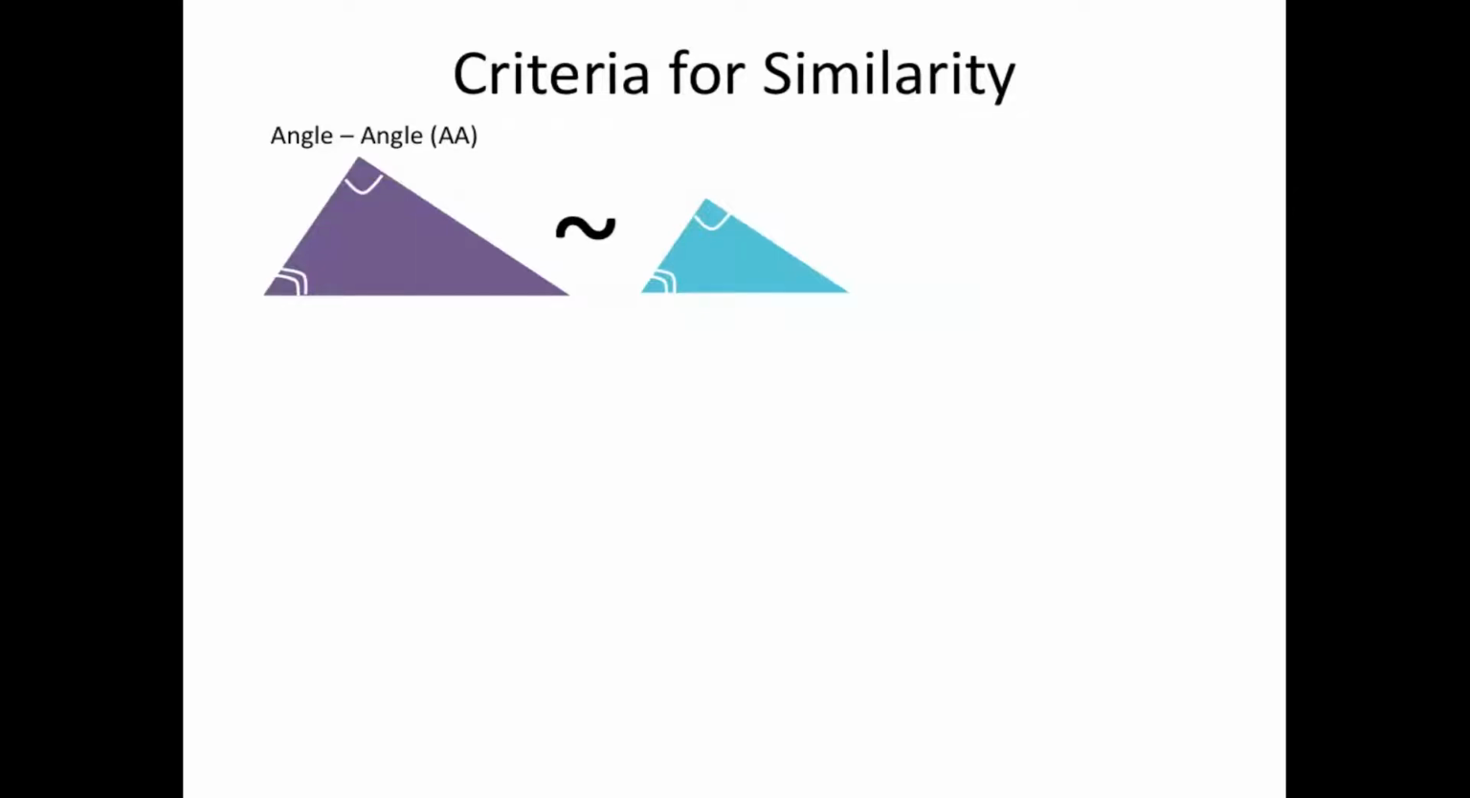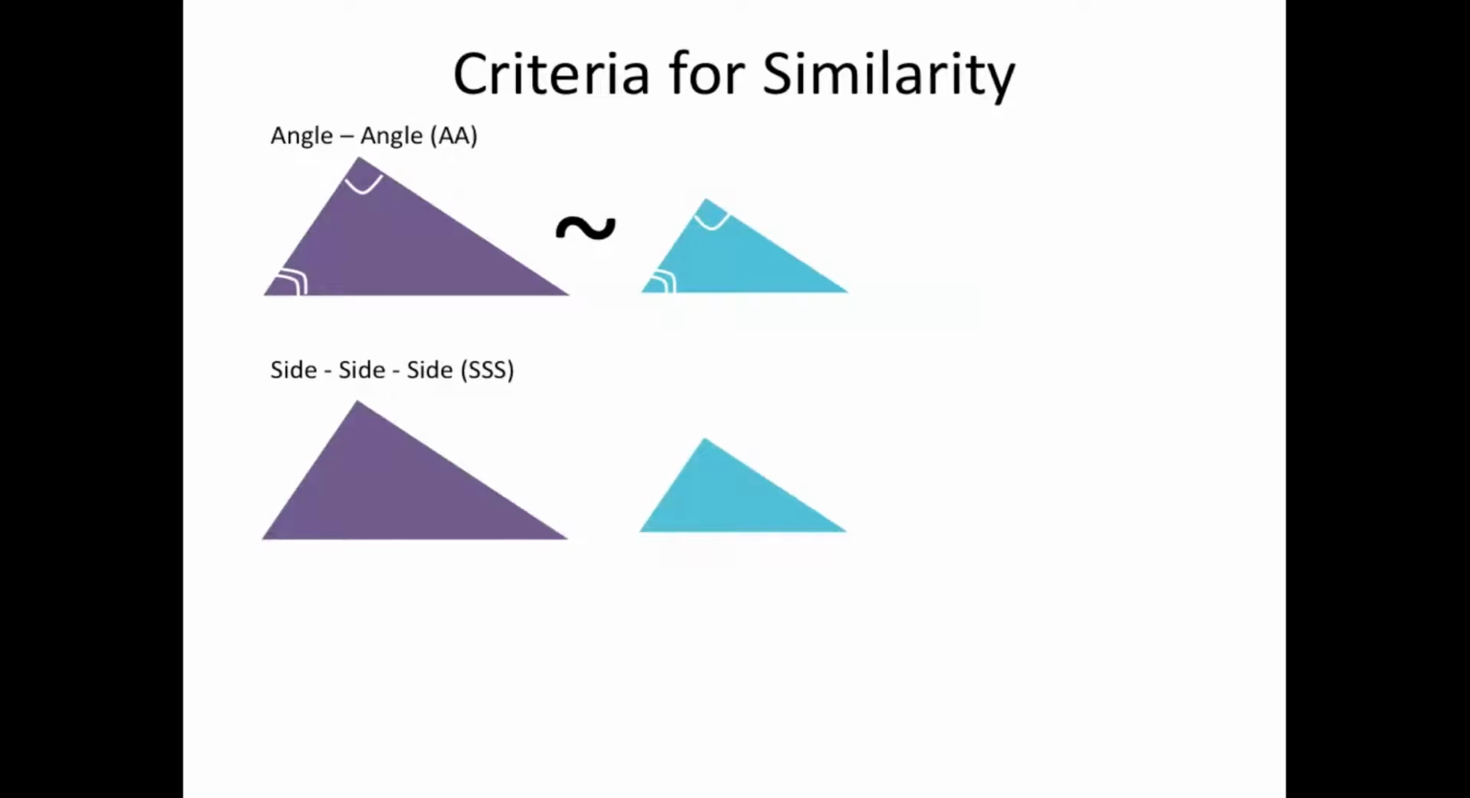The symbol is used to show similarity. So the purple triangle and the blue triangle are similar. The next method is side-side-side, which means that if you have two triangles and all three sides are proportional to one another, meaning their sides can be written as ratios that are equal to one another, then the two triangles are similar.